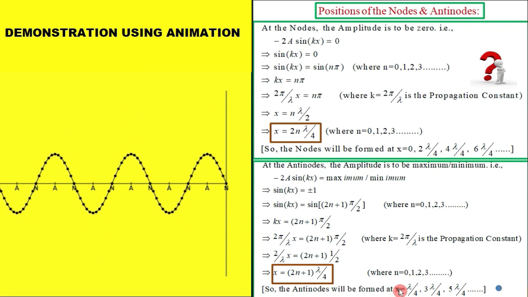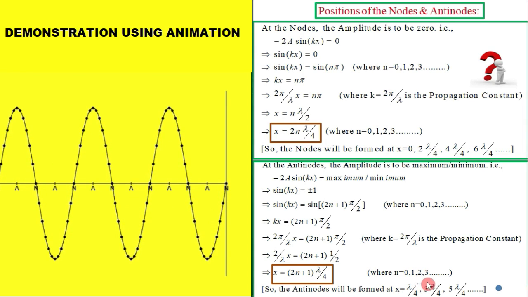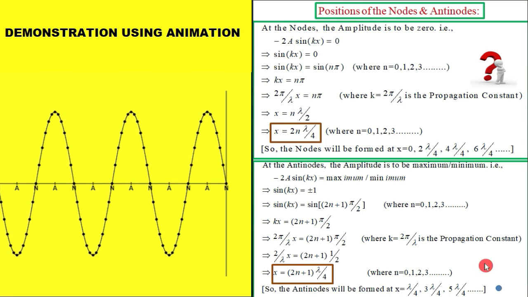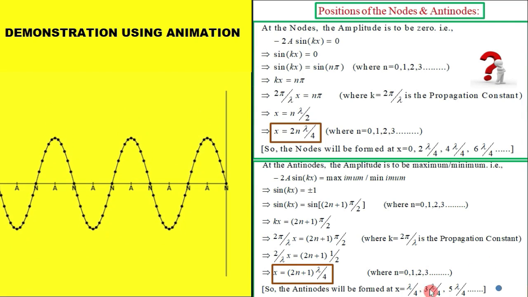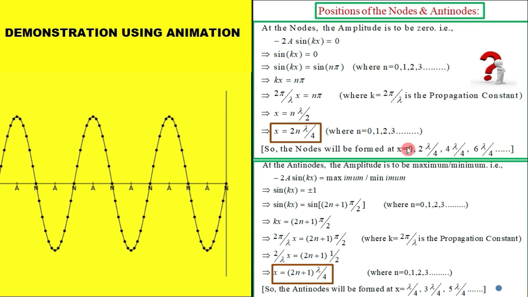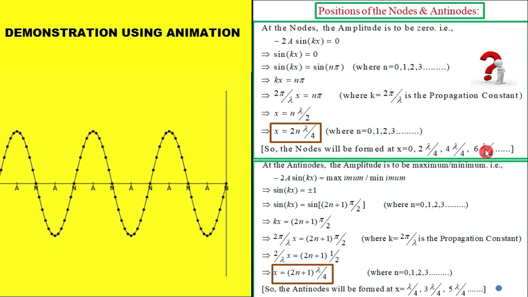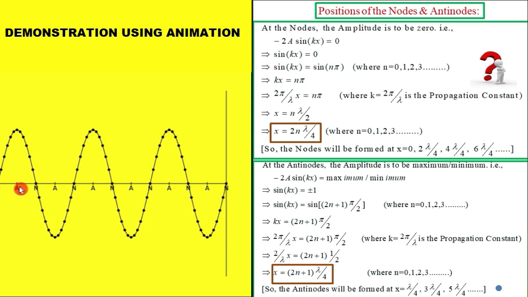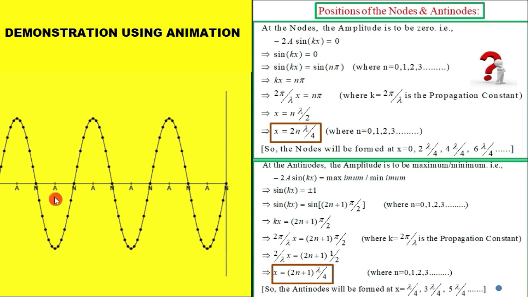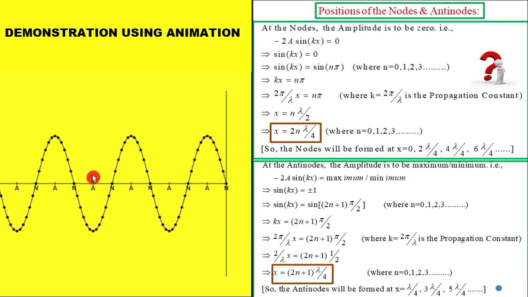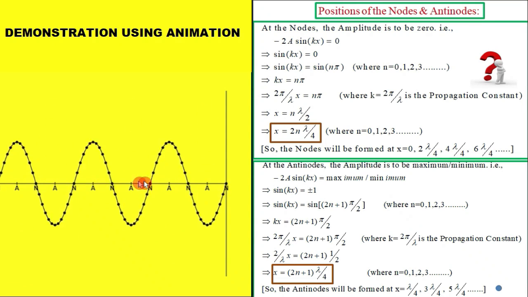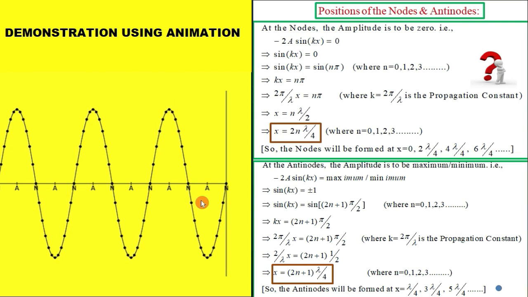So you can see where the antinodes are forming: lambda by 4, 3 lambda by 4, 5 lambda by 4, and like that. The antinodes are forming at odd multiples of lambda by 4. Here you got the nodes at even multiples of lambda by 4, but you are getting the antinodes at odd multiples of lambda by 4. You can also verify that at lambda by 4, 3 lambda by 4, 5 lambda by 4, 7 lambda by 4, 9 lambda by 4, like that you are getting the antinodes. Is it clear?